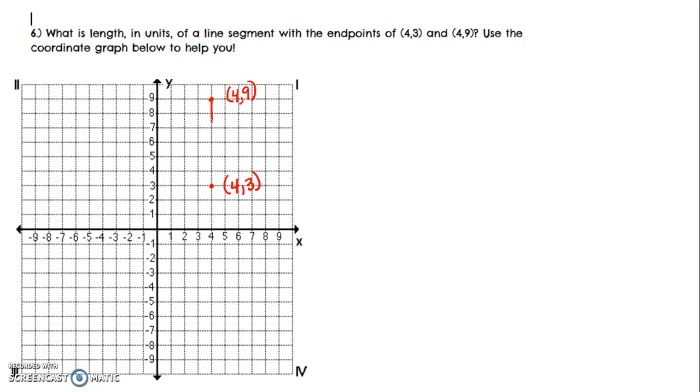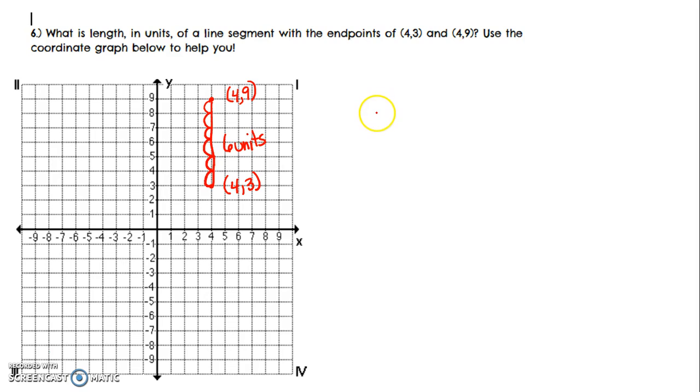And then all we want to know is what is the length of the line segment that connects those. So if we draw a line segment connecting those points, sorry, I don't have a straight edge, how long is that line segment? Well, that line segment is 1, 2, 3, 4, 5, 6 units long. So the answer to this would be 6 units long.